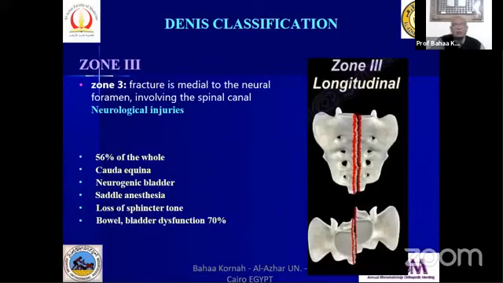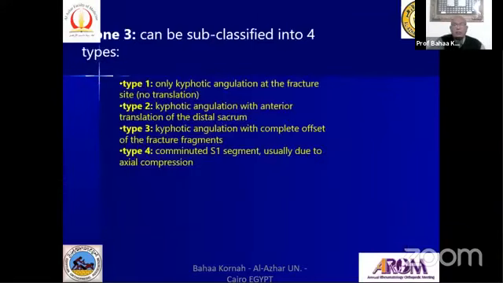About 56% of these involve the cauda equina, with neurogenic bladder, saddle anesthesia, and loss of the sphincter when you examine this patient, and bowel and bladder dysfunction in nearly 70%. This zone can be sub-classified into 4 types.